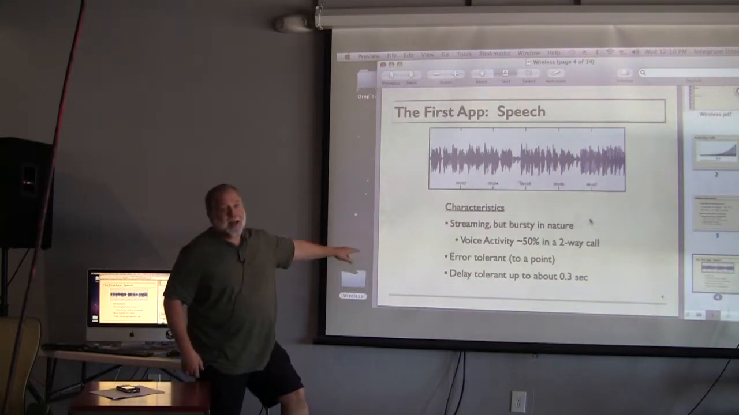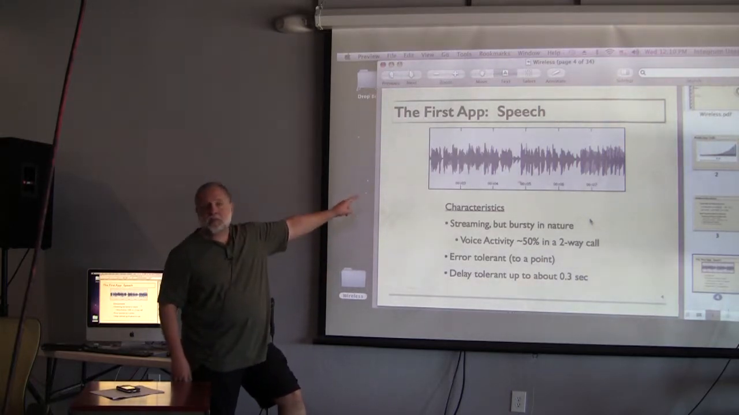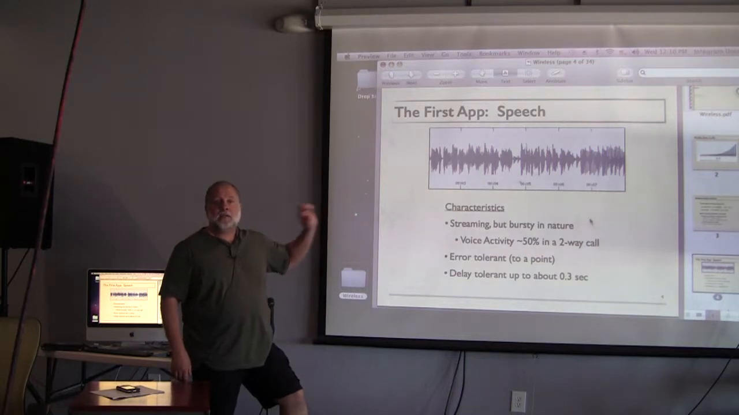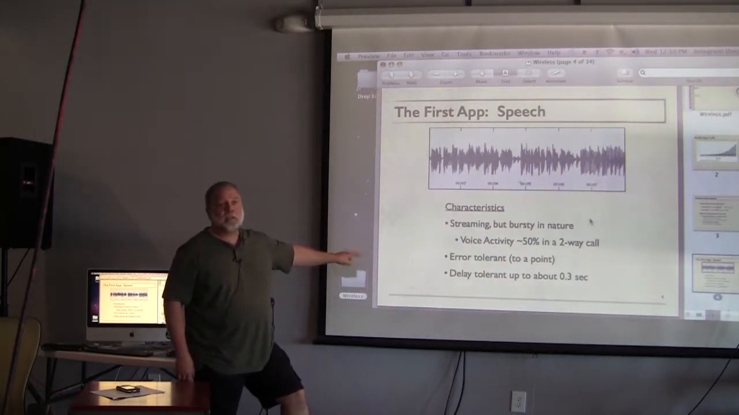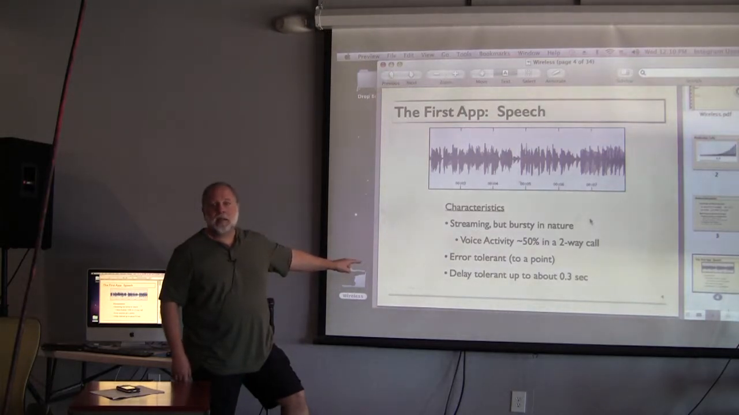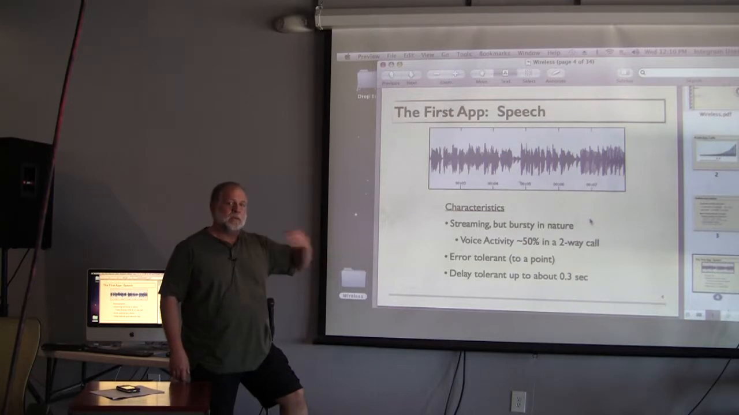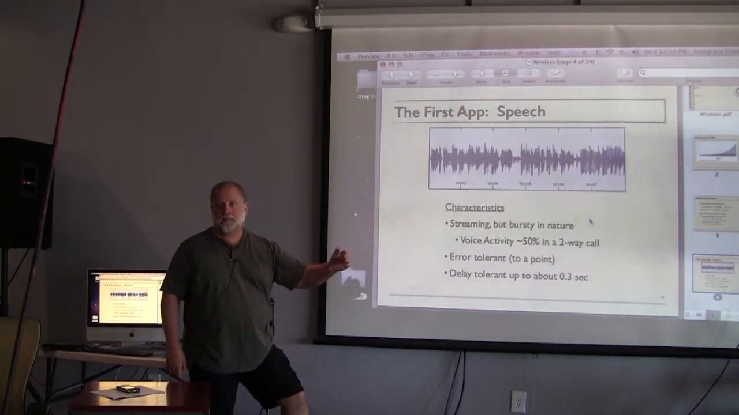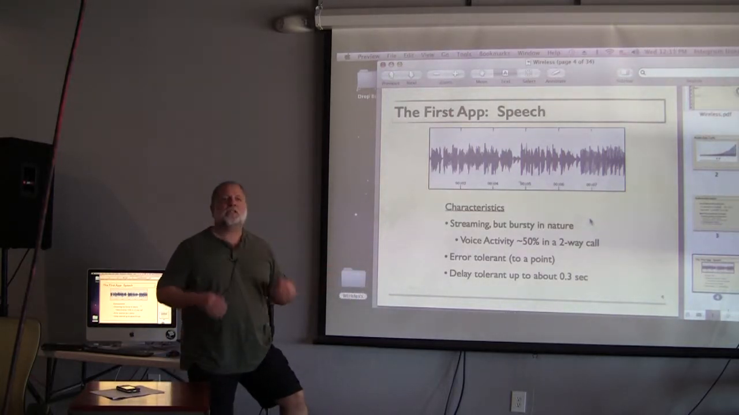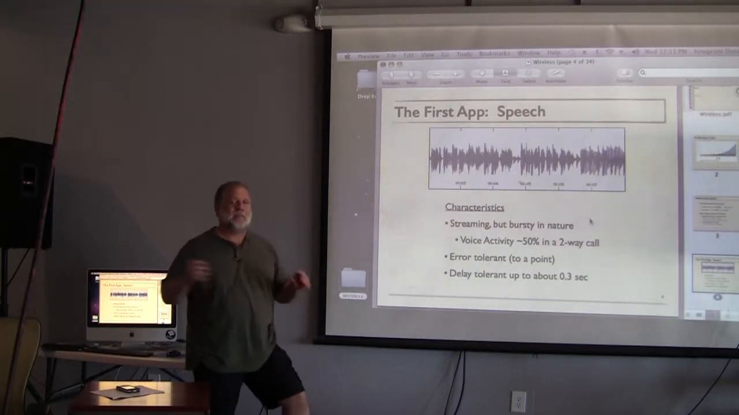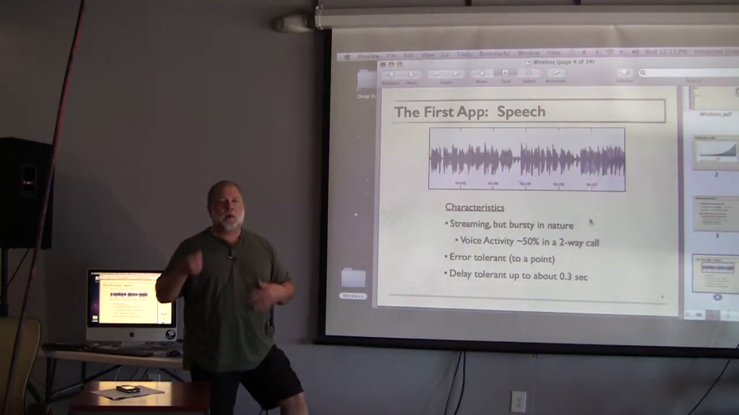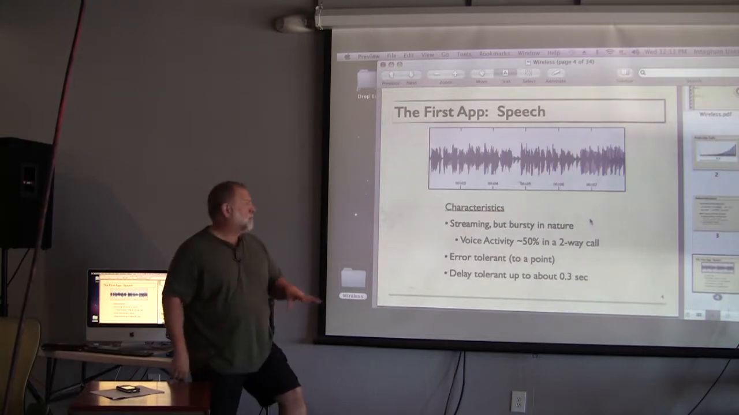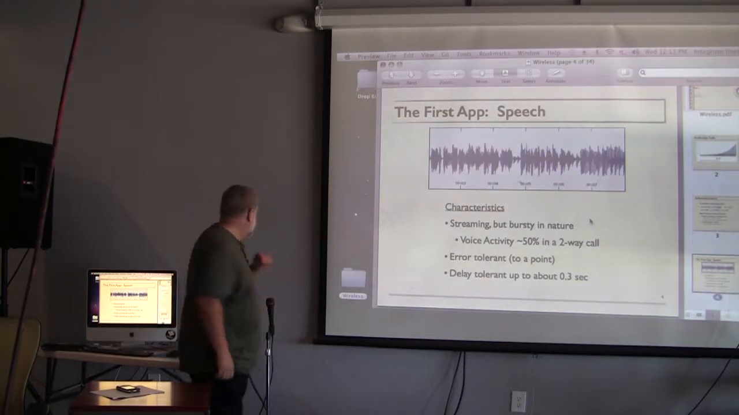Okay? It's tolerant to errors. You can screw up this signal to a certain degree, and you'll still be able to understand the speech. And it's also delay tolerant, so you can delay speech. You can have a two-way conversation easily with a delay of 1/3 of a second, and people won't notice. You start getting up to like a second, like if you go over a satellite link, quite often you have delays of a second. That gets harder, but 1/3 of a second easily.